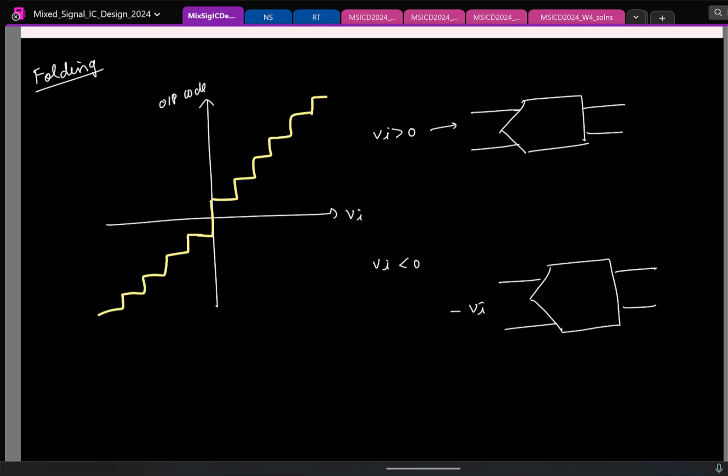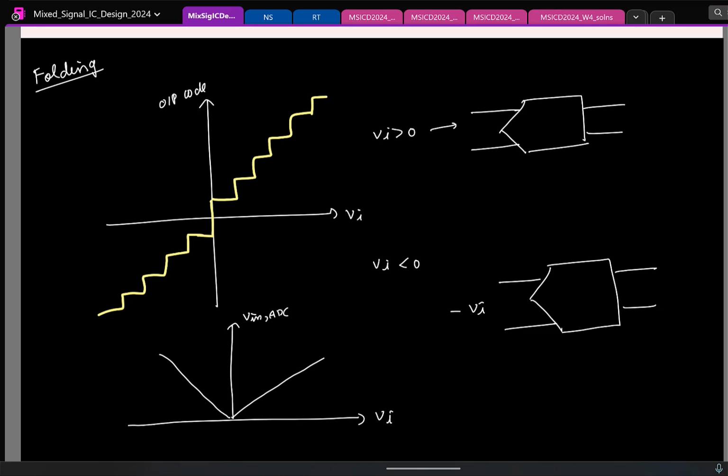So basically, what we are doing is the following. This is the input, but the input you are feeding to the ADC is like this. If it's positive, you feed it directly. This is V in ADC. If the input is negative, we are inverting it, so it becomes positive, since minus into minus is plus. So that also becomes like this. This is why it's called folding.